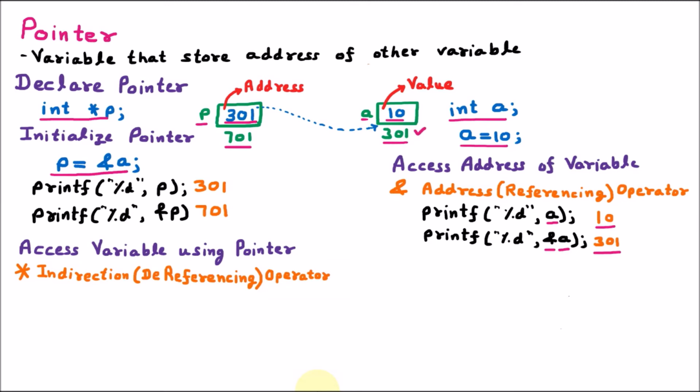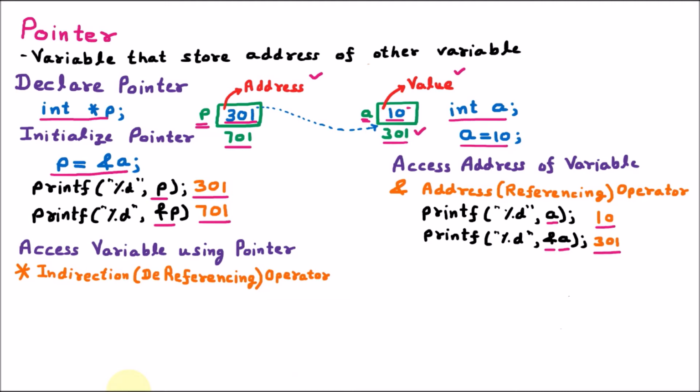Now, if I display the simple pointer, the pointer contains an address, which is 301. So 301 will be the answer. If we display the address of p, which is the pointer, then its own address is given. So the difference between a pointer and a variable is that the pointer contains an address and the variable contains a value. Now we want to know whether from this pointer we can access the value of variable a, that is 10. Yes, it is perfectly fine. By using the indirection or dereferencing operator, we can do that.